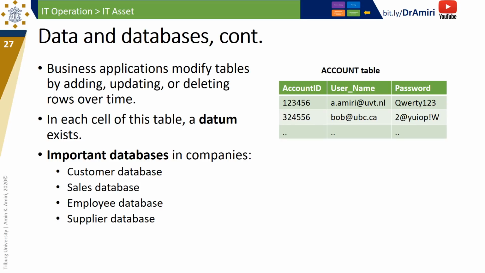So a database is a collection of several related tables. Some important databases in companies are usually customer databases, sales databases, employee databases, and supplier databases. These are important databases in a company, and they are in a way a big IT asset of a company.